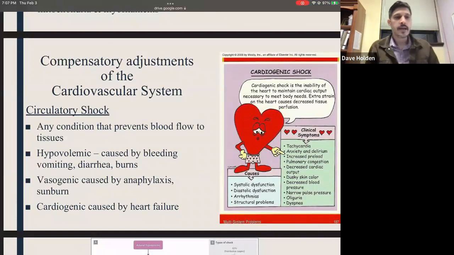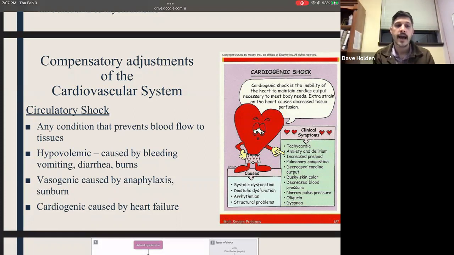So another thing that we need to be concerned with is shock to the system. And I'm sure you guys have heard before, probably in Grey's Anatomy or on House or something, someone's going into shock. Circulatory shock, there's several different kinds. But shock is defined as any condition that prevents blood flow to tissues. That is a very big definition. That's a very broad term.